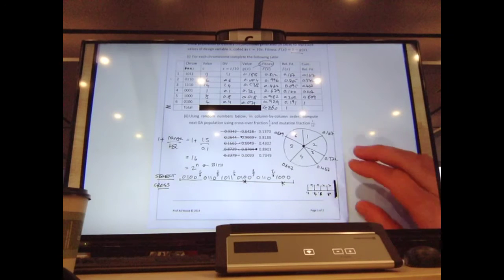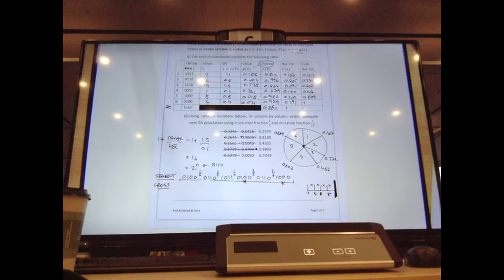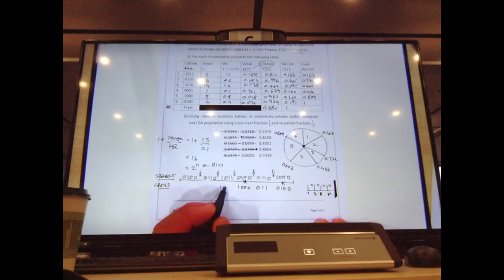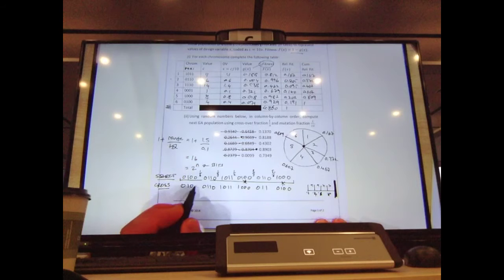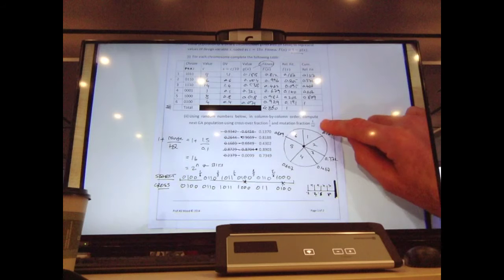So we take the head of one and the tail of the other. Well, we're taking the whole chromosome. So chromosome number 4 becomes 1000, and chromosome number 6 becomes 0100. Because we put the head of one on the tail of the other, but since it's the whole chromosome, they just change positions. And then finally, we have a mutation fraction of 1/12.